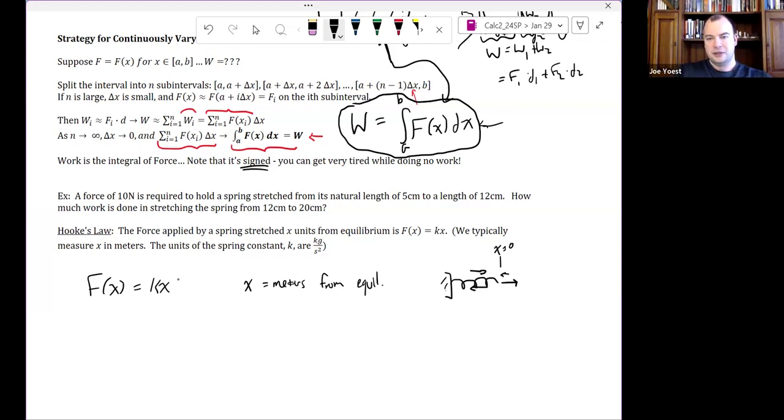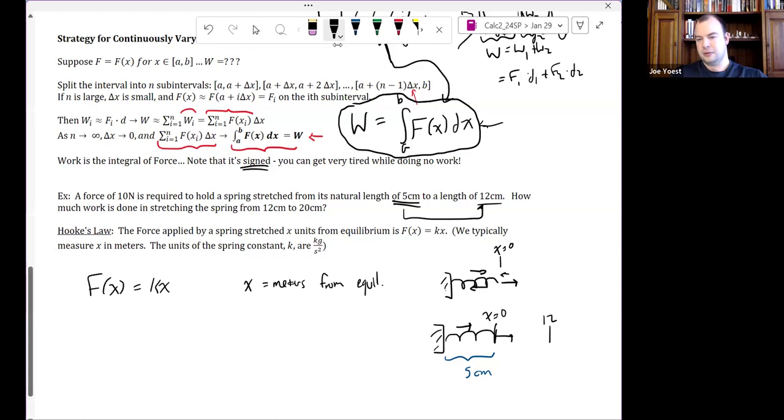So let's see, its natural length, its equilibrium position, is 5 centimeters, and we're going to 12 centimeters. So we're going from my spring's natural length at position 0. The end of the spring at position 0 is related to 5 centimeters total length for the spring. We're going to stretch it to 12 centimeters, which is going to be at position x equals 7. And this gives a force of 10 newtons.